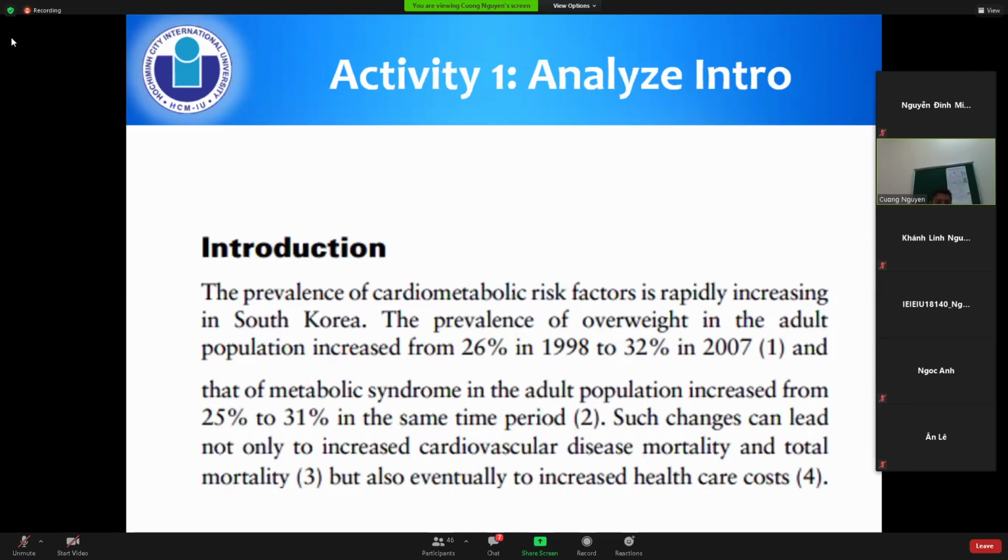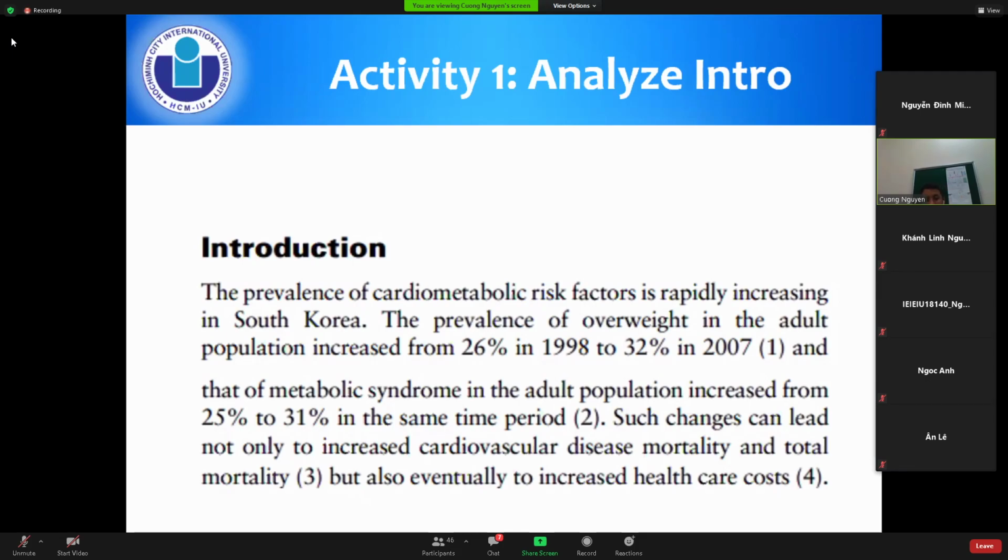Such changes can lead not only to increased cardiovascular disease mortalities and total mortalities, but also eventually to increased healthcare costs. Thank you. So in this case, you see 1, 2, 3, 4. There are 4 numbers over here, right? So 1, 2007, and then time period 2, and then mortality 3, and then healthcare costs 4.